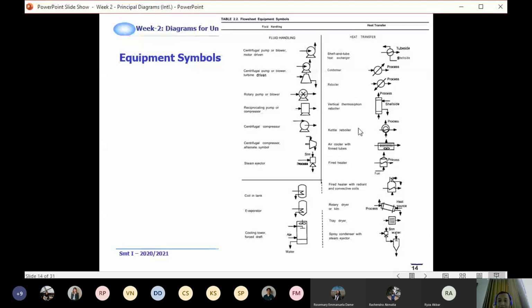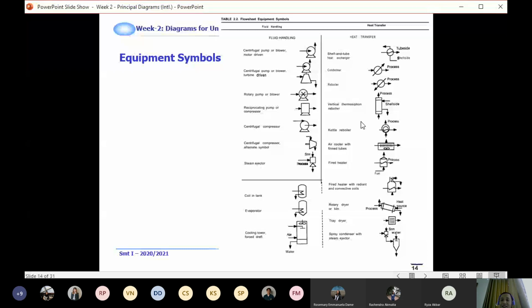And then the other one, for example, the thermosiphon reboiler. Thermosiphon is like when you boil water in your kitchen. The concept is convection. When you heat the water, the temperature increases, and increasing temperature reduces the density of the water. So the hot water goes up, the cold water goes down, and then they circulate. So it's kind of a thermosiphon system.